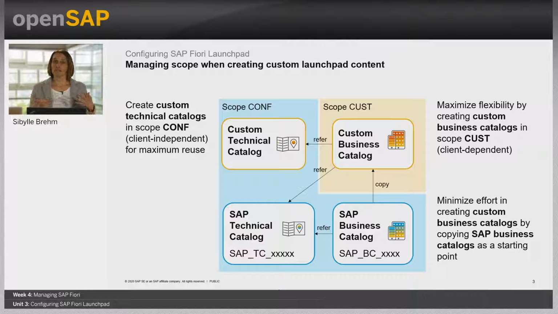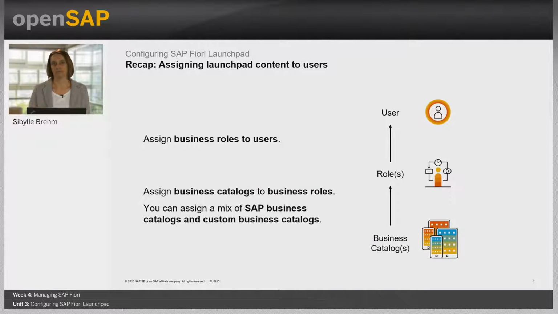To minimize effort when creating custom business catalogs, you can copy SAP business catalogs as a starting point. To make them easy to identify, SAP technical catalogs use a naming convention of SAP_TC and SAP business catalogs use a naming convention of SAP_BC. To assign the business catalogs to a user, you would assign the catalog to a role and then assign the role to the user, as you already saw in Unit 1 of this week.